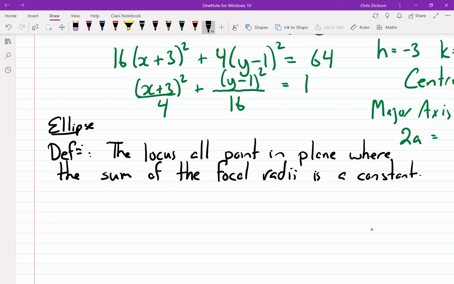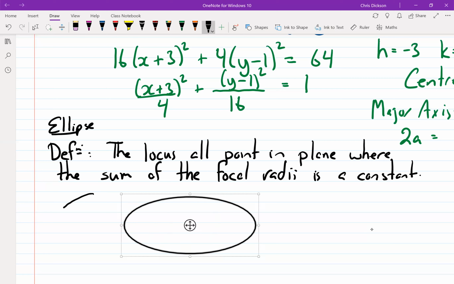So what that means, if you draw an ellipse, there we go. So there's our ellipse. And if you look at the major axis, which is always along the longest dimension of the ellipse, there's the major axis. We said you have your center there, and you have a focus here, called focus 1, and a focus 2. So this says that any point on the ellipse will have the same focal radii sum.